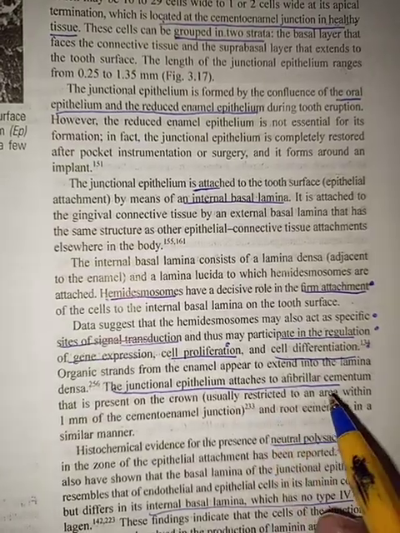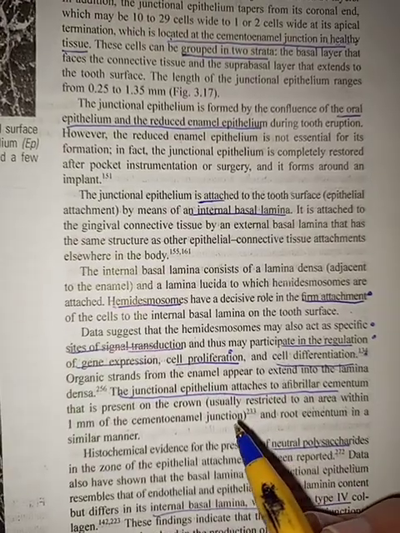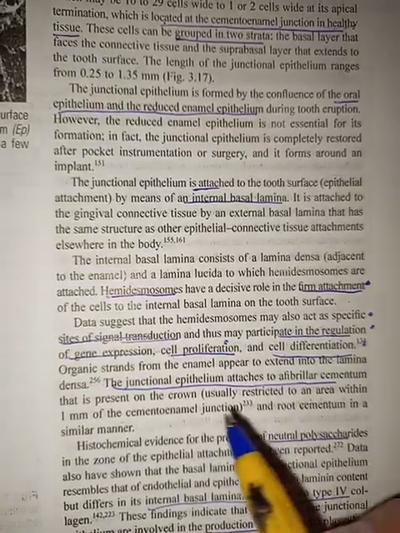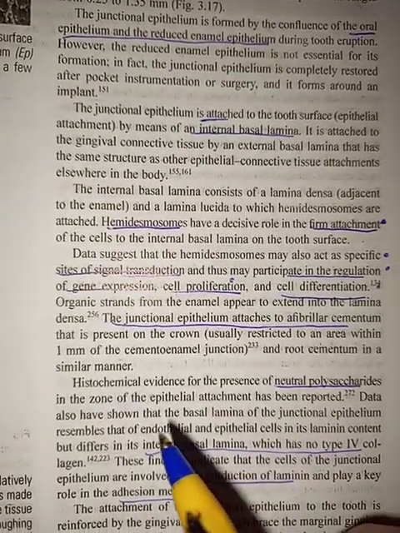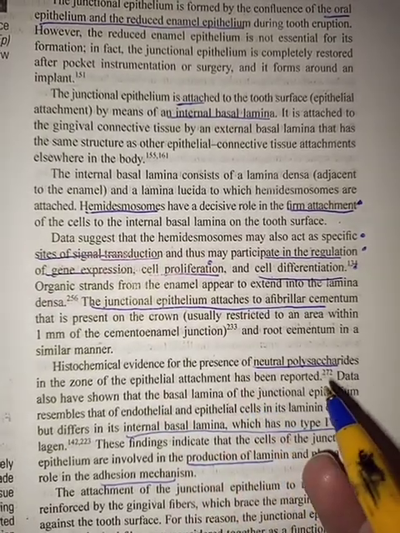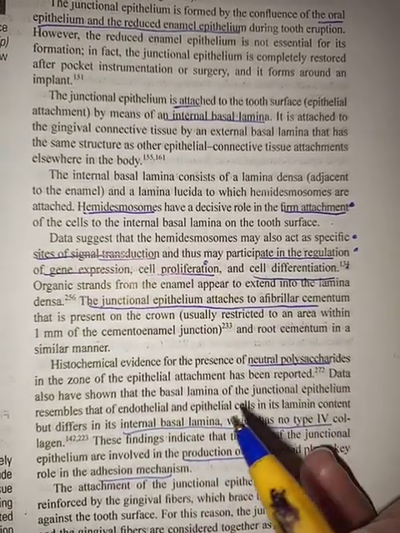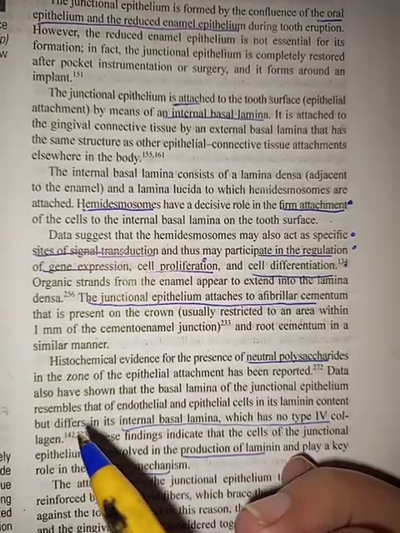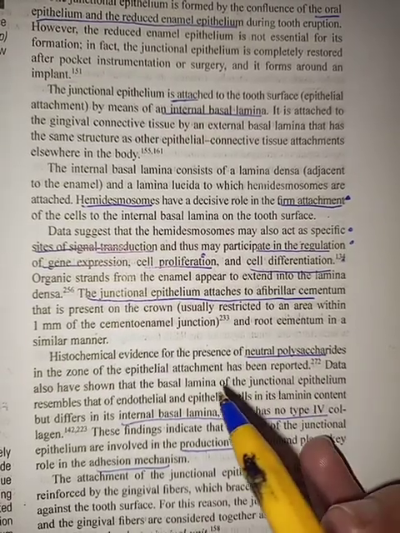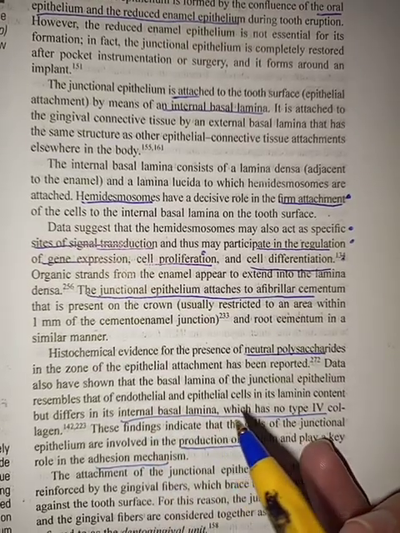The junctional epithelium attaches to afibrillar cementum that is present on the crown. Usually it is restricted to the area within 1 millimeter of the cemento-enamel junction and root cementum in a similar manner. Histochemical evidence also shows the presence of neutral polysaccharides in the zones of epithelial attachment. The basal lamina of the junctional epithelium resembles that of endothelial and epithelial cells in its laminin content.